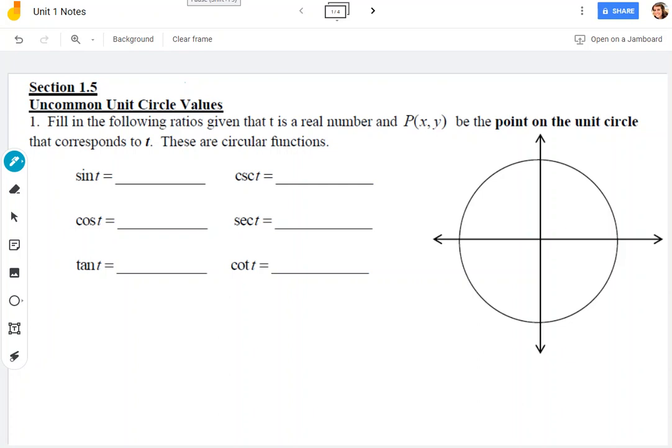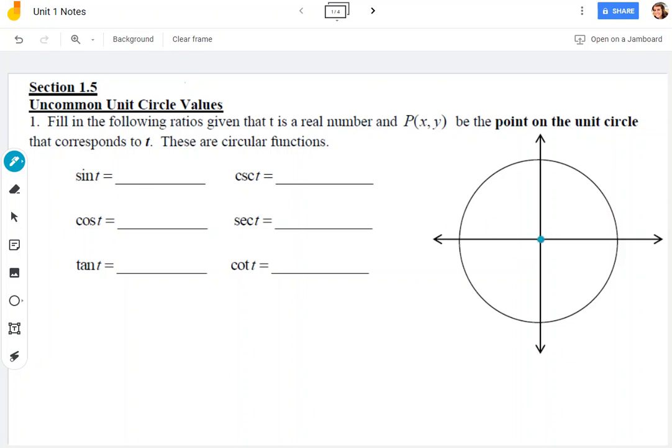These are the section 1.5 notes. So we've been looking at the unit circle, but sometimes we will need to find the value of trig functions for a point on the unit circle when we do not know what the angle is. So using these trig functions will help us find that.